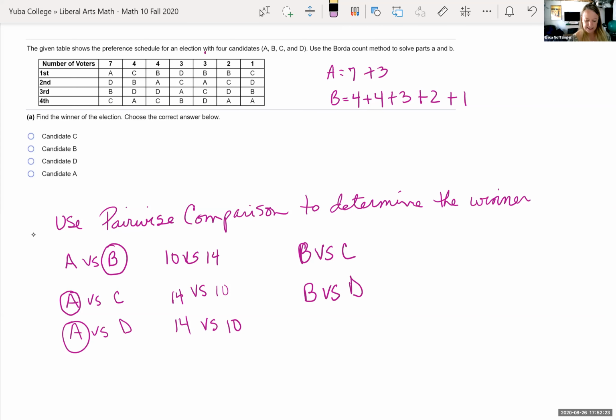So B versus C, I'm going to get rid of A and D. And so by getting rid of A and D, I can see who is on the top of each one of these.